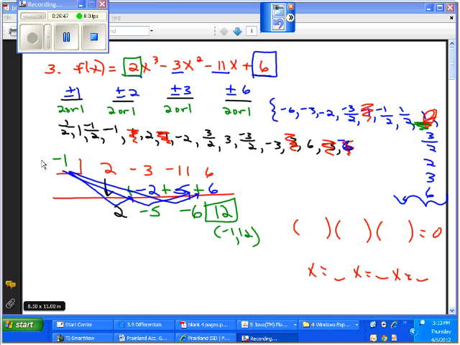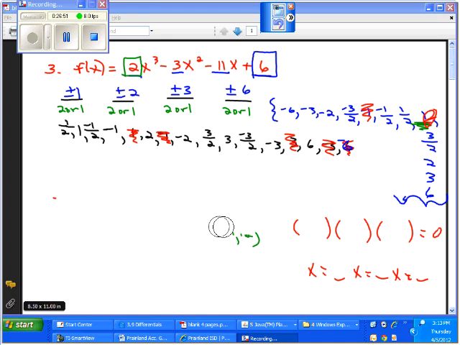1/2. I think I may have made a mistake in there. So we'll keep going. I may have made a multiplication error there, but it still wasn't a root. So we're going to have a 2, a -3, a -11, and a 6. So I'm going to keep moving. So you may have recognized an error there. I'm not sure. So anyway, here we go.